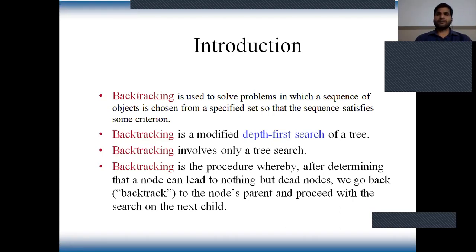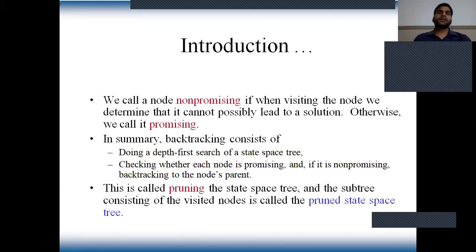Backtracking involves only a tree search, and it is a procedure whereby, after determining that a node can lead to nothing but dead nodes, we backtrack to the node's parent and proceed with the search on the next child. In the introduction of backtracking, we call a node non-promising if, when visiting the node, we determine that it cannot possibly lead to a solution; otherwise we call it promising.